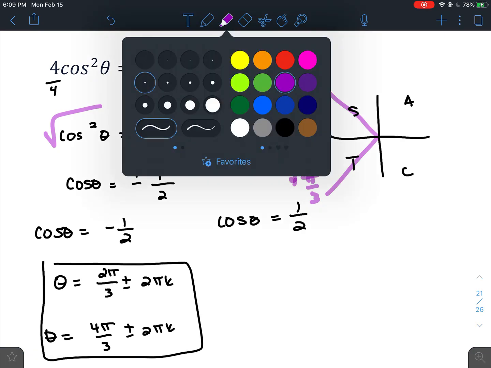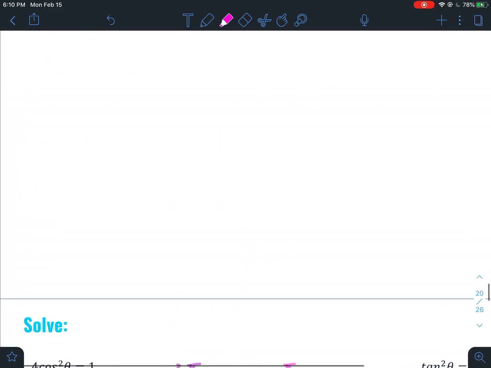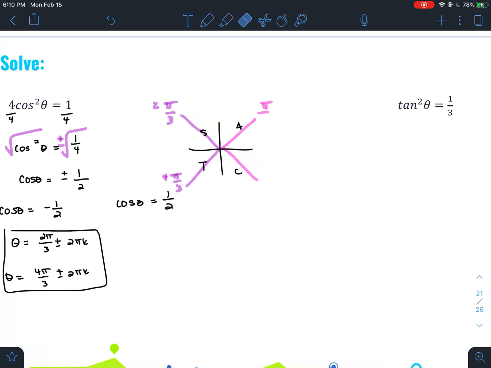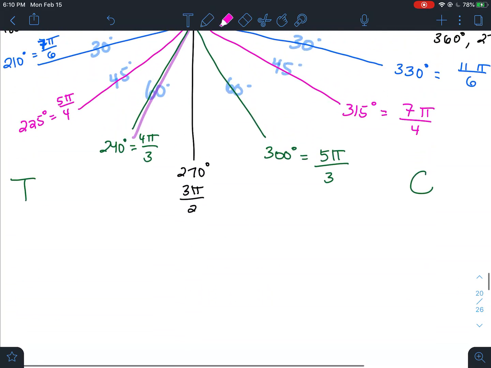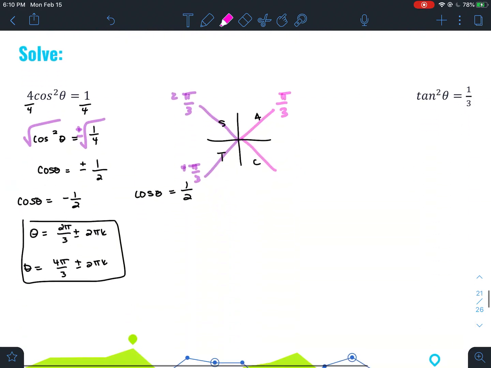And then when is cosine +1/2? Cosine's positive in the first quadrant and the fourth quadrant, and it's 1/2 at the pi over 3, not pi over 6. So pi over 3 in the first quadrant, and then the other pi over 3 would be 5 pi over 3 in the fourth quadrant.